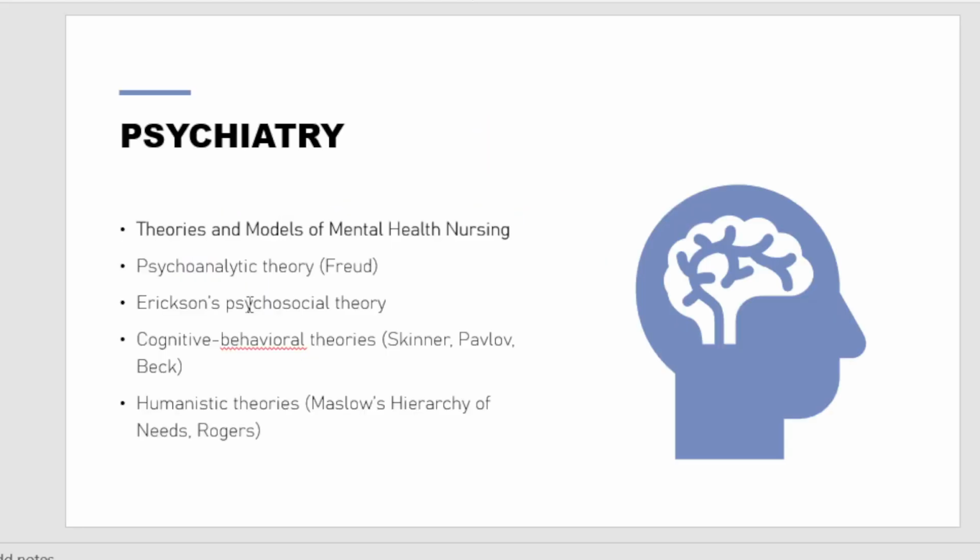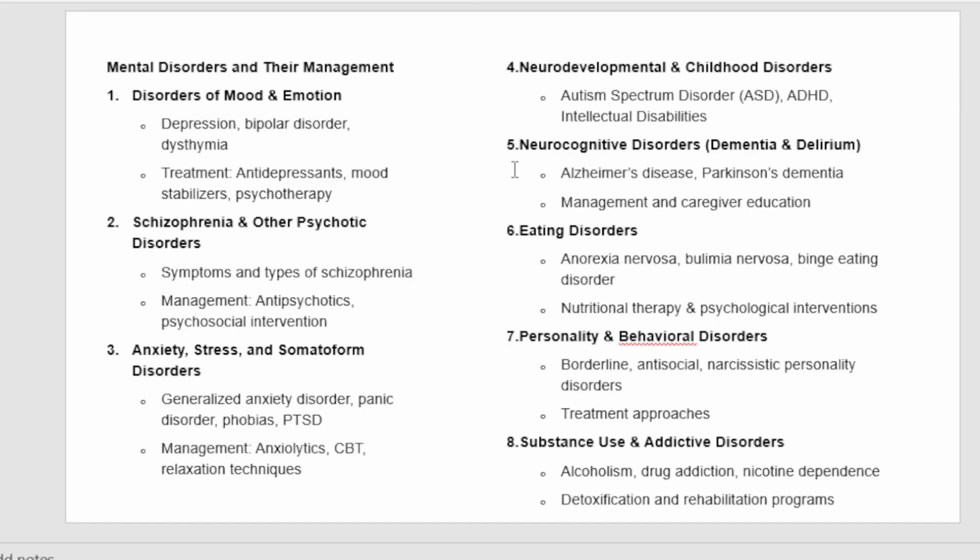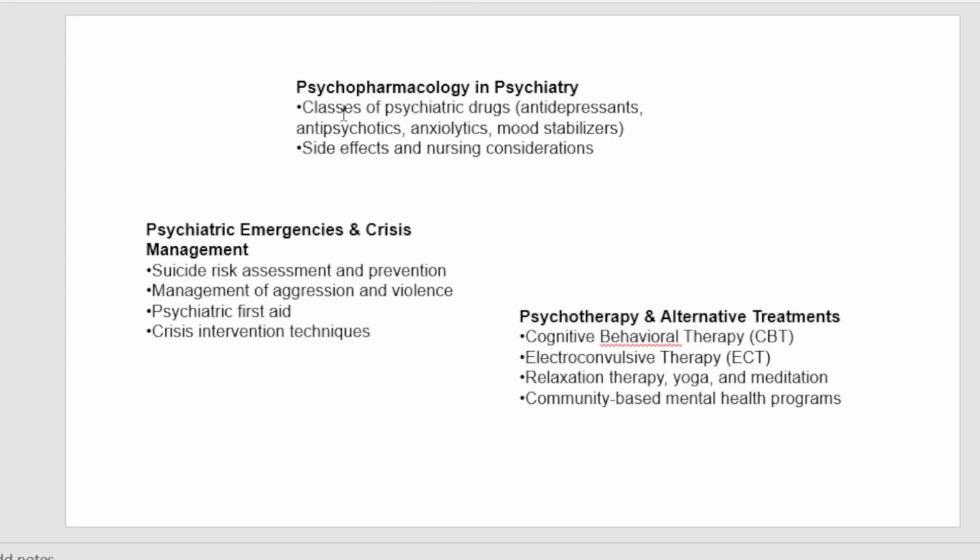Coming to psychiatry. Theories and models of mental health nursing: psychoanalytic theory, Erikson psychosocial theory, cognitive behavioral theory, humanistic theories. Different types of mental disorders and their management. The most important topics are related to disorders of mood and emotion, schizophrenia, anxiety, stress and somatoform disorders, neurodevelopmental and child disorders, neurocognitive disorders, eating disorders, personality and behavior disorders, substance use and addictive disorders. And also the questions related to psychopharmacology, psychiatric emergencies, and the psychotherapies and alternative treatments.